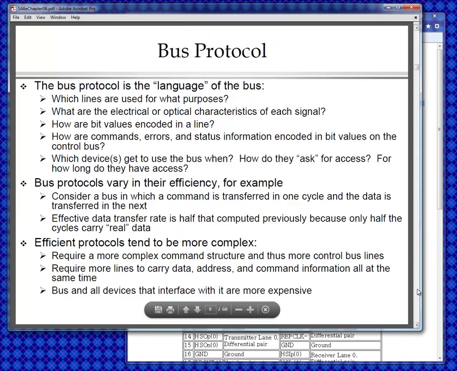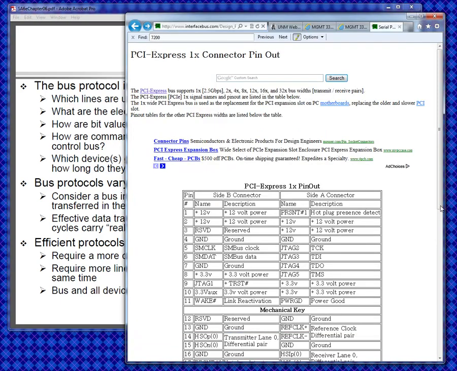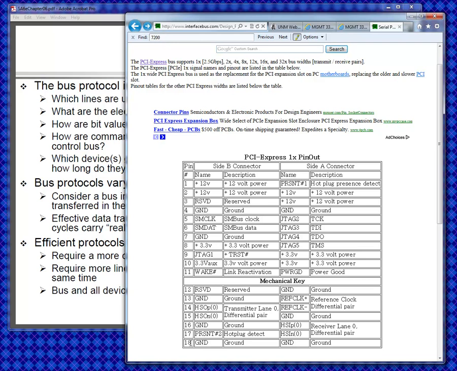Let's see, did I catch everything else I wanted to do? Okay. Bus protocols. We call the bus protocol the language of the bus, but it's really more than just a language. One aspect of the bus protocol is which lines are used for which purposes. So for example, in this table here, we've got 18 times 2, so 36 lines on a 1x PCI Express bus connection. Which lines are used for what? Which carry power, which carry ground, which carry clock, which carry data, and so on and so forth.